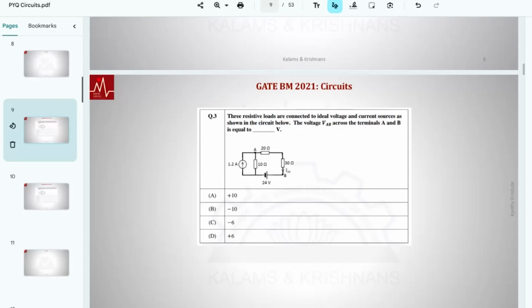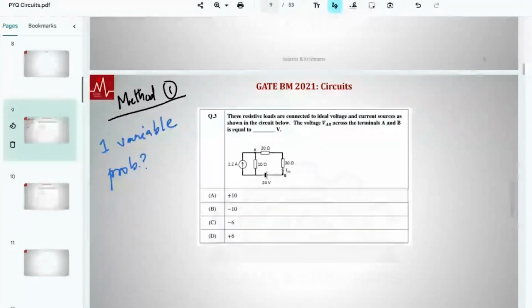Look for long patches of wire at the top and bottom. At the bottom, make it ground. At the top, make it an unknown. Where is the long patch of wire? So method 1: is there a single unknown? This is a single variable problem. Notice this is essentially one limb; three things are in parallel, and this is one of the parallel limbs.